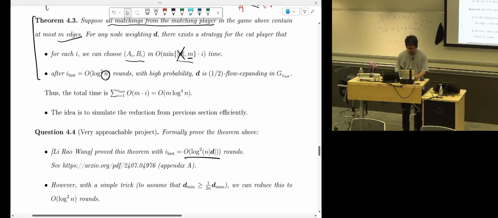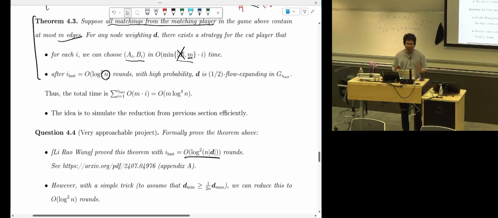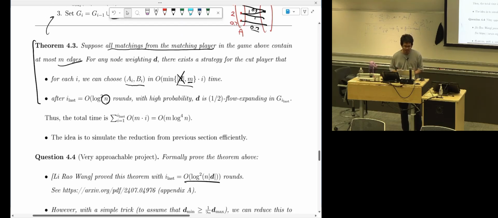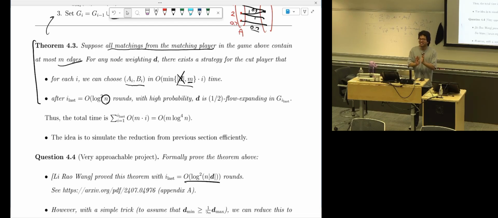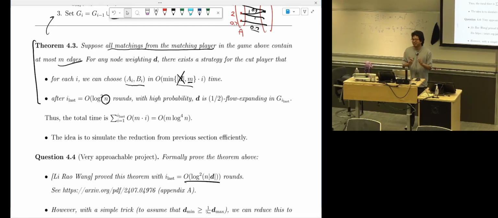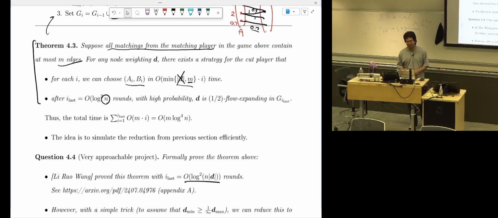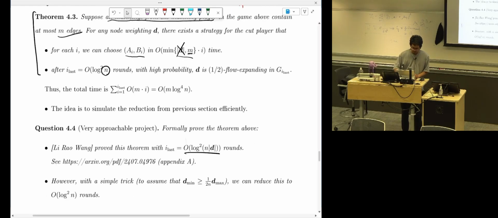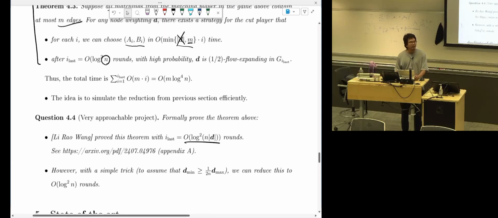But the point that I want you to get from this discussion is that whatever we learn about the cut matching game for the all one vector, we can make it work for any node weighting without any concern. It's still going to be fast and you don't lose anything. Okay. Any question about this?